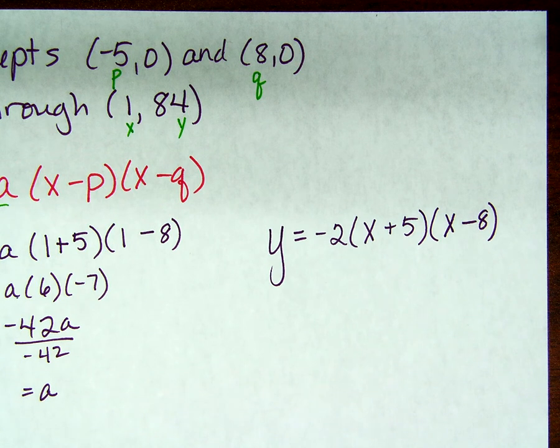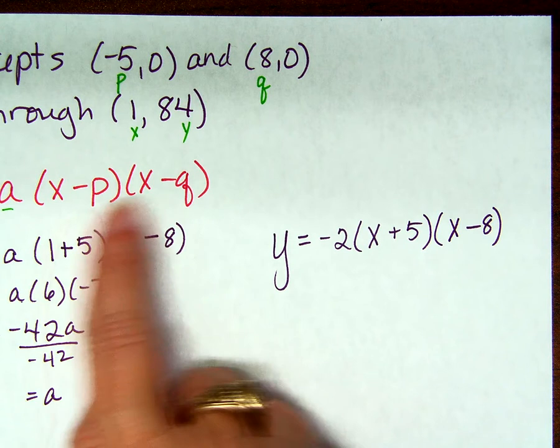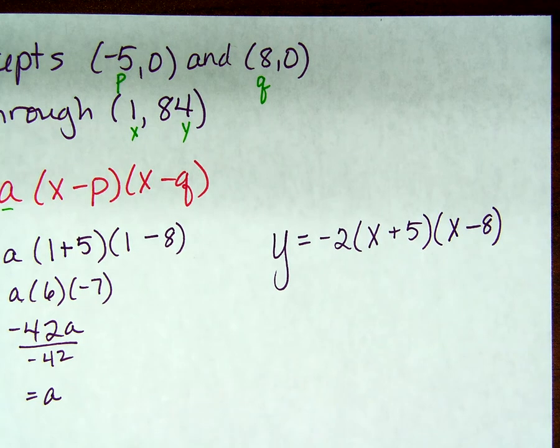There's not really a name for this formula. I usually call it the intercept formula or the intercept form, because it's the form we use when we know the intercepts, but not really anything else, like the p value or the a value or the vertex or anything like that. Does that make sense?